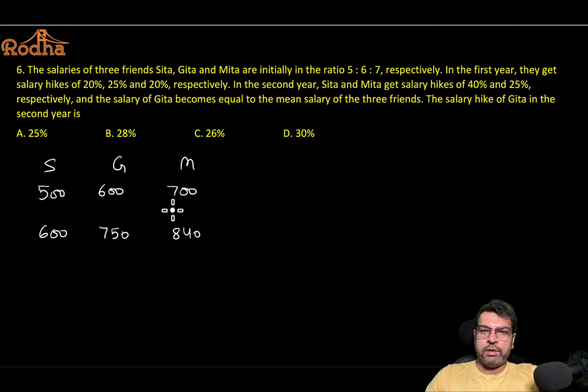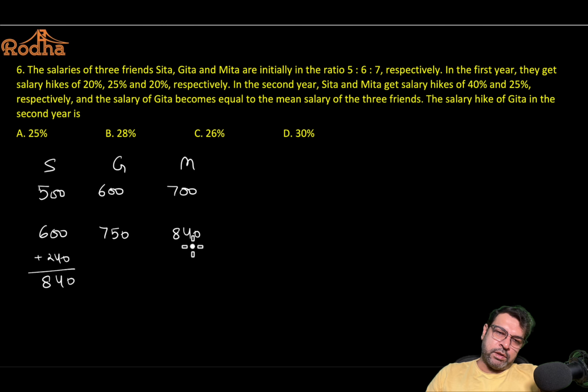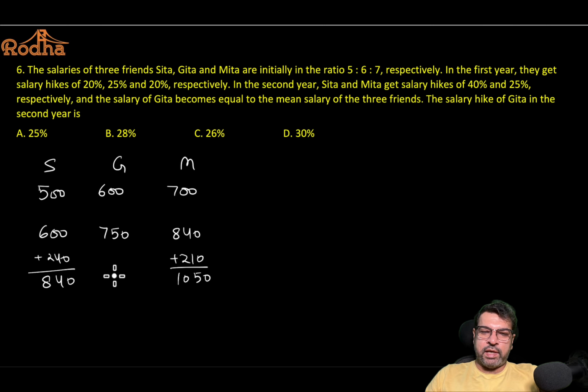Third year, Sita got a hike of 40%. Is pe 40% hike karenge, 240 ho jayega. So it will be 840. And Meeta got a hike of 25%. Iska 25% kitna ho gaya? 420, 210. Correct? 1/4 kar rahe hain. So add, okay, 1050. Now Geeta ka jo salary hai, that is the average of all three.